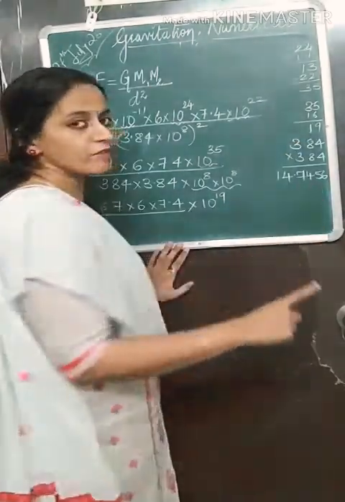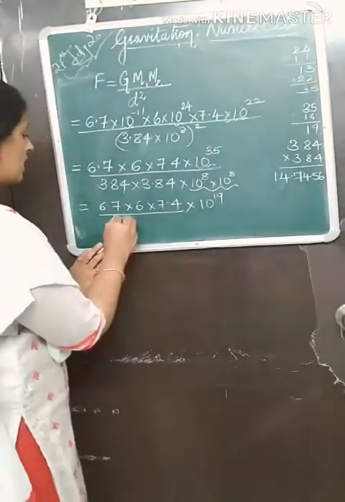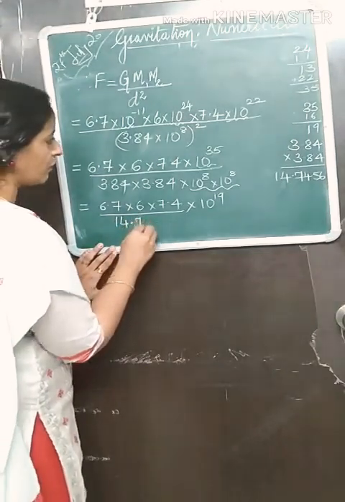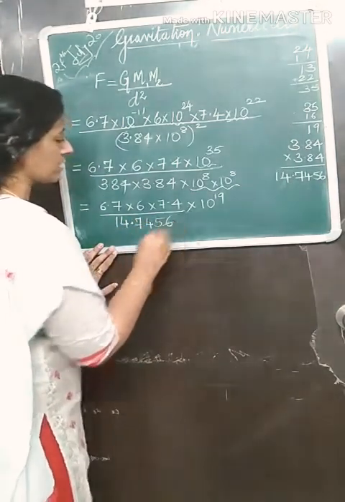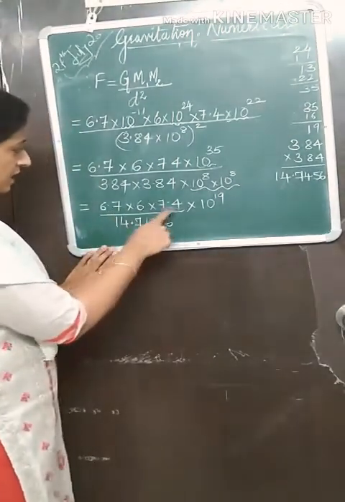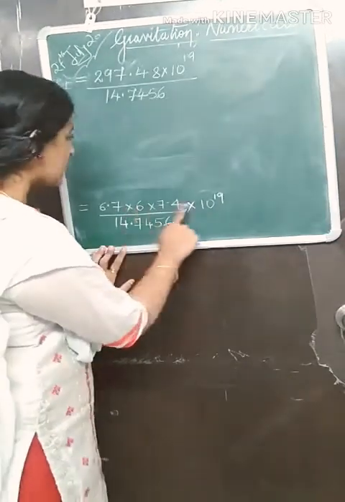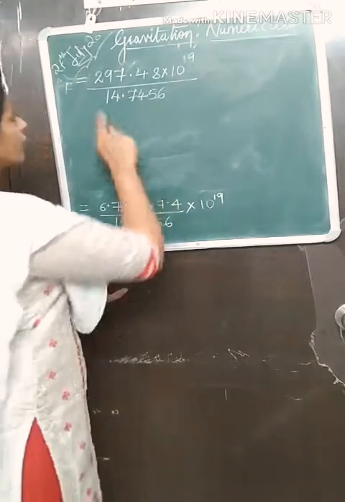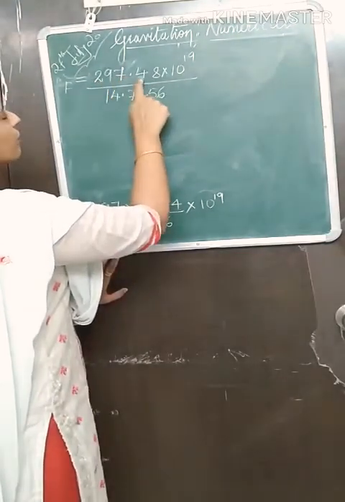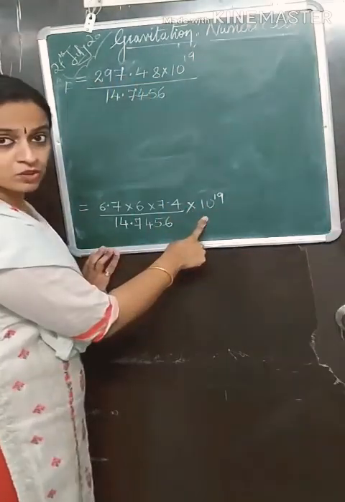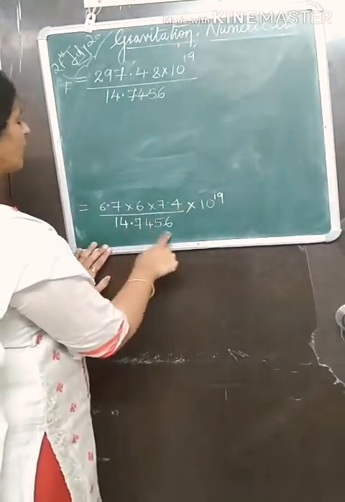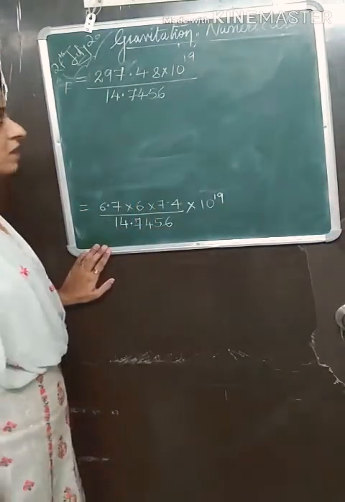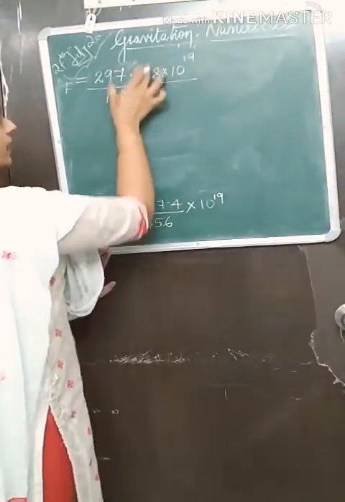Now 3.84 into 3.84 you multiply and check. Getting 14.7456. You also multiply and see. So that I will write here, 14.7456. Now let us multiply these three numbers. After this step I have continued here. 6.7 into 6 into 7.4, I got 297.48 into 10 raised to 19 upon 14.7456. Okay, now we will solve the numerator and denominator.